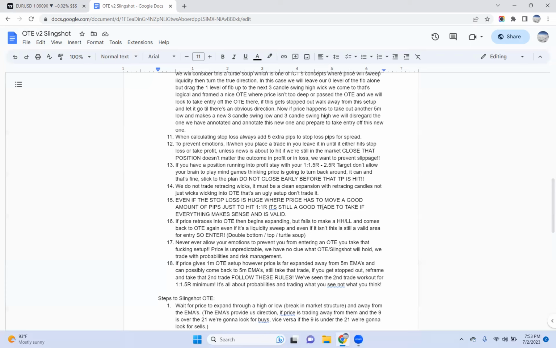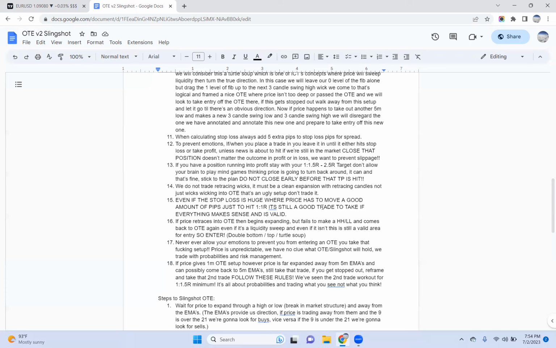If it comes back and gives you a turtle soup or a double bottom or something like that, you can enter that setup. It is still a valid setup, okay? You never ever allow your emotions to prevent you from entering an OTE. You take that setup. Price is unpredictable and we have no clue which OTE or Slingshot will hold. We trade with probabilities and good risk management. So you take that setup, okay?